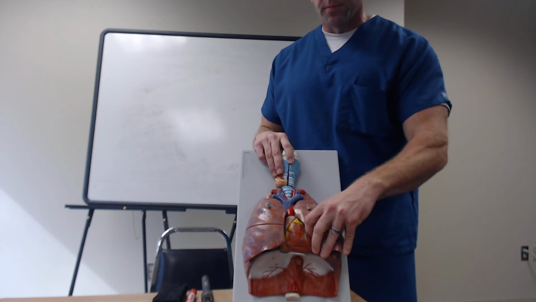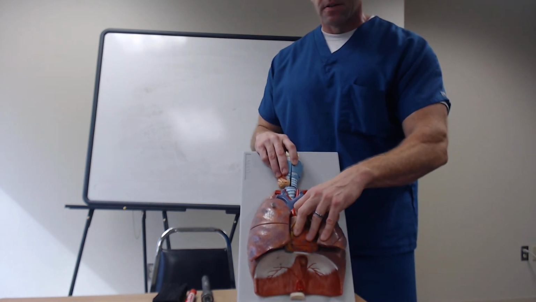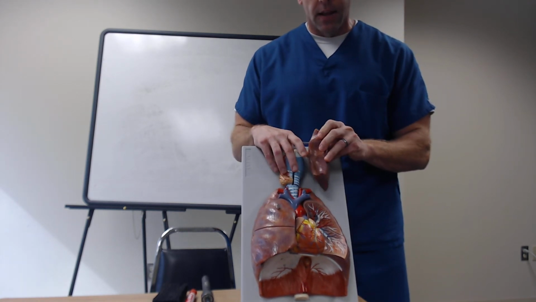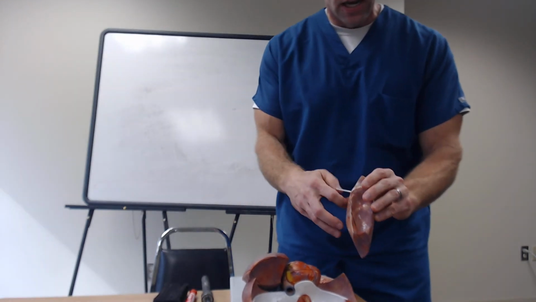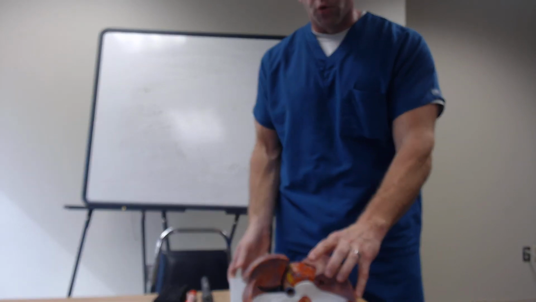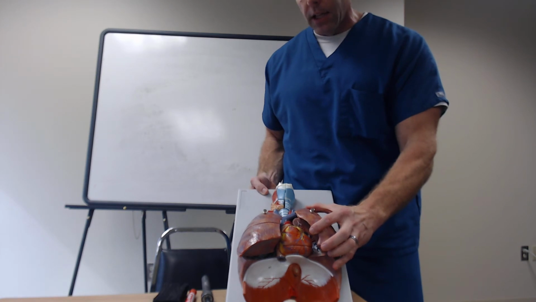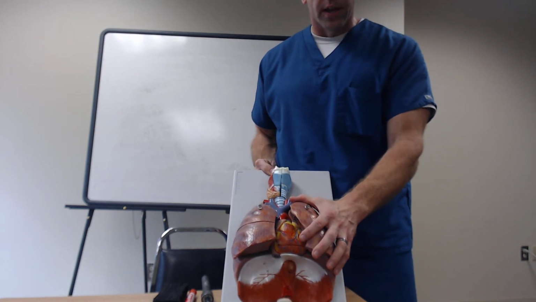And when I pull this apart here, we can see there's room inside this left lobe of the lung that allows this part to just fit right around the heart itself. And that allows that intimacy between the heart and the lungs.